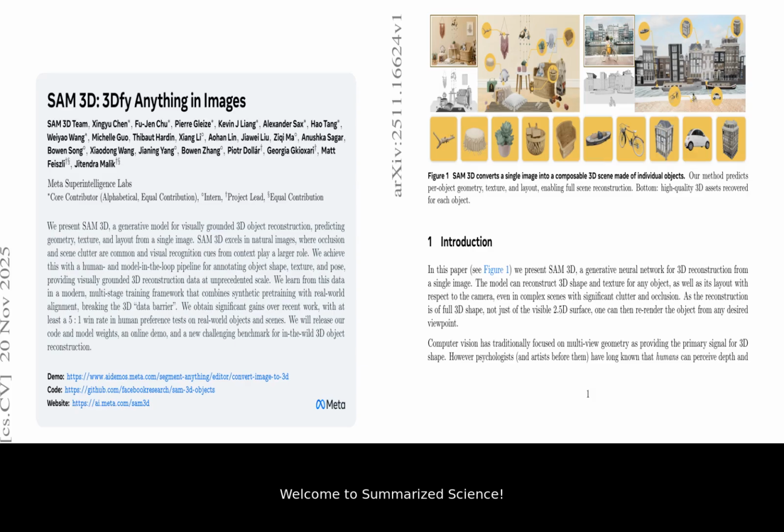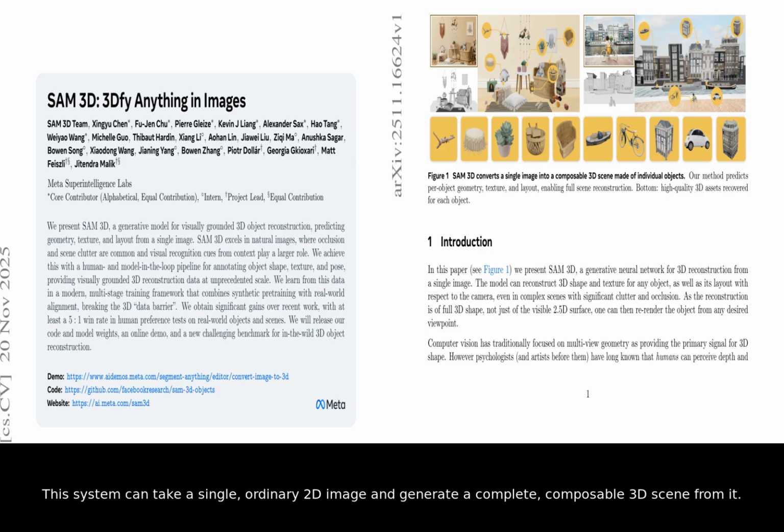Welcome to Summarize Science. Have you ever wished you could just reach into a photo and pull out an object? Today, we're looking at a new AI from Meta called SAM3D that can essentially do just that. This system can take a single, ordinary 2D image and generate a complete, composable 3D scene from it.